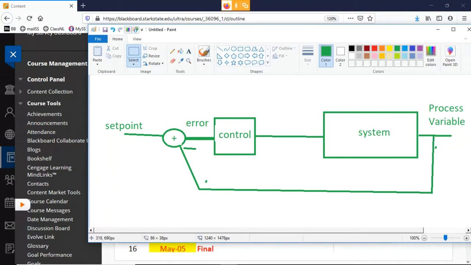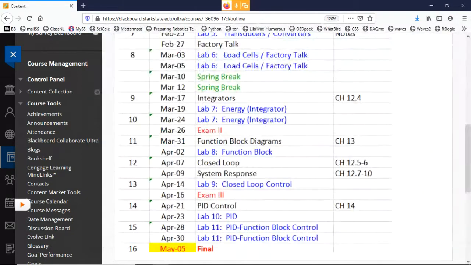Then we take this error and feed that into a control system that's going to generate a control output to push the system in the direction that we want. That's our closed loop control. All right, so that in a nutshell is the class. That's everything that we've talked about. Is there anything specific you guys want to touch on here?